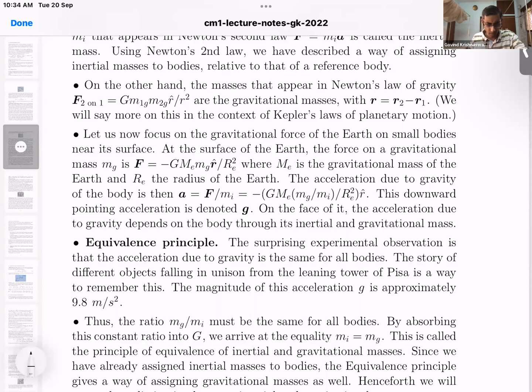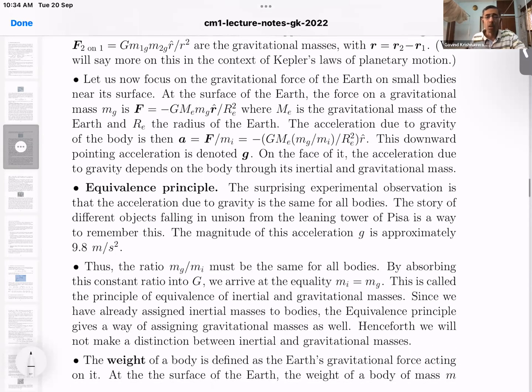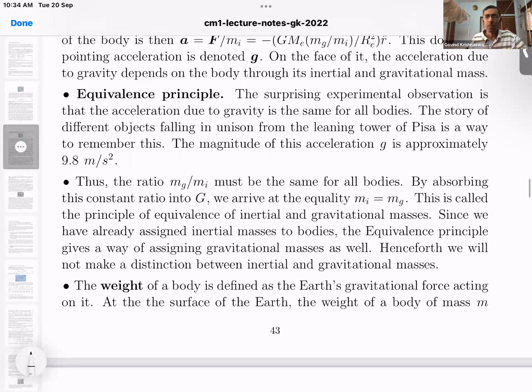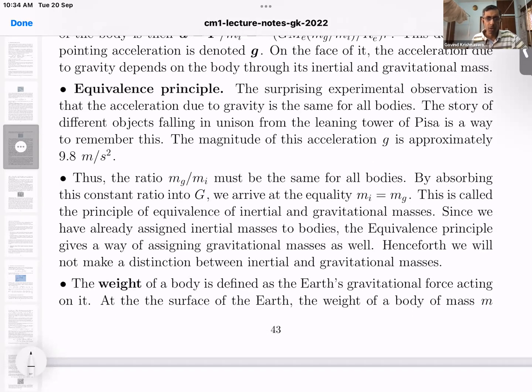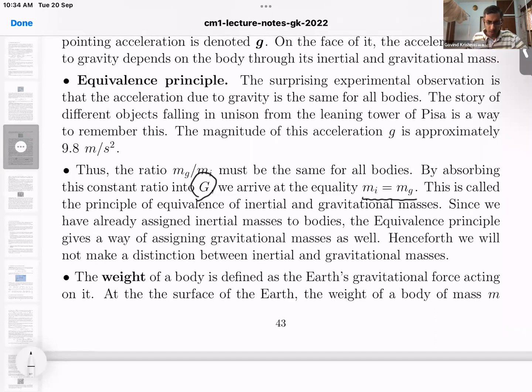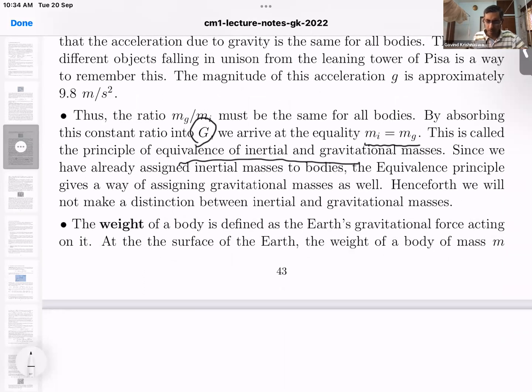This led us to the equivalence principle, which based on the observation that all bodies fall at the same rate, accelerate in the same manner from the same height above the Earth's surface, led us to propose that the gravitational and inertial masses of all bodies must be in the same ratio. And by absorbing that numerical value of that ratio into Newton's gravitational constant, we could take the gravitational and inertial masses to be equal. So this is called the principle of equivalence of inertial and gravitational masses.